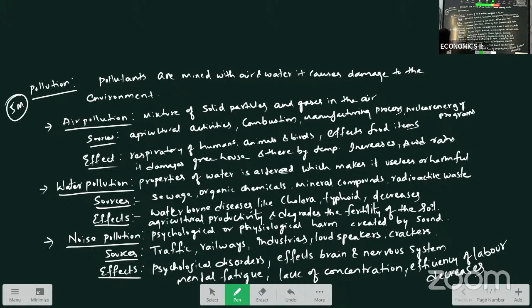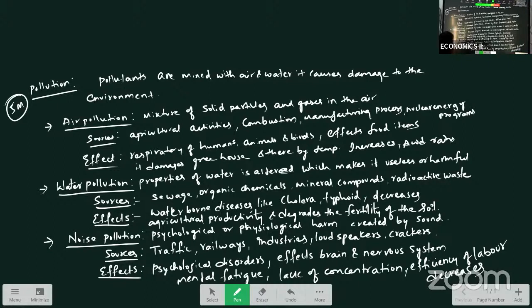It is a mixture of solid particles and gases in the air. The sources of air pollution are agricultural activities, combustion, manufacturing process, nuclear energy programs, etc. What are the effects of air pollution?